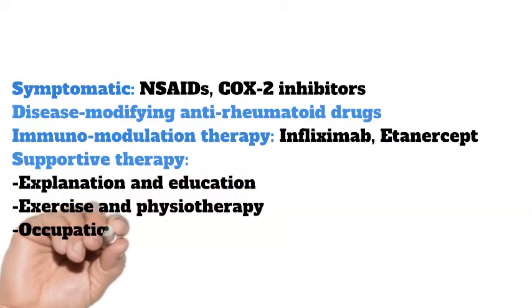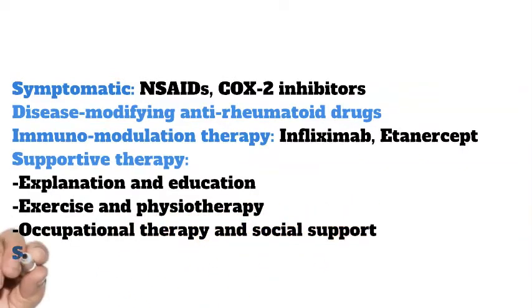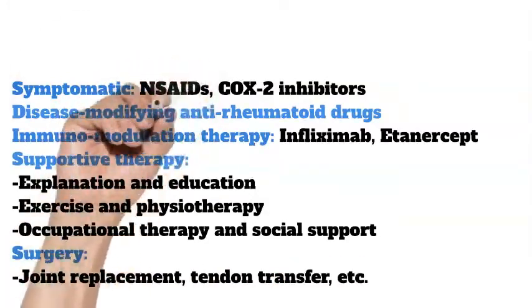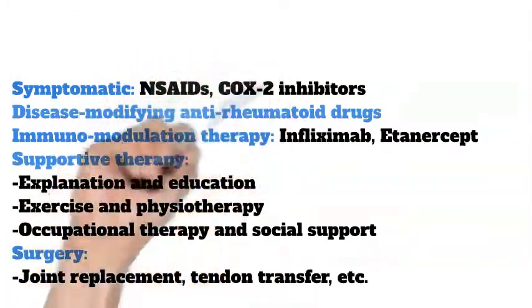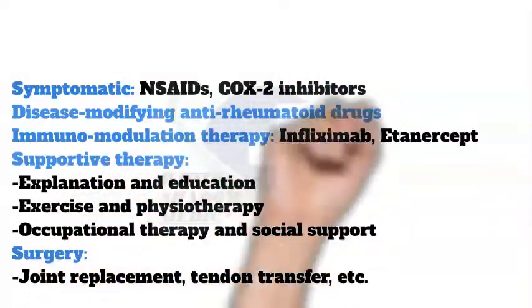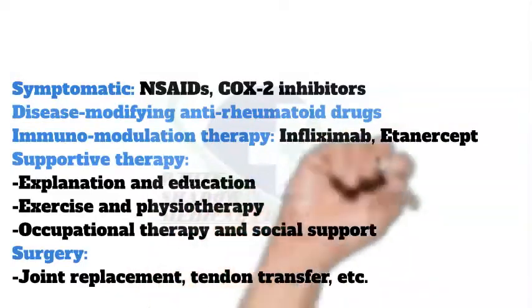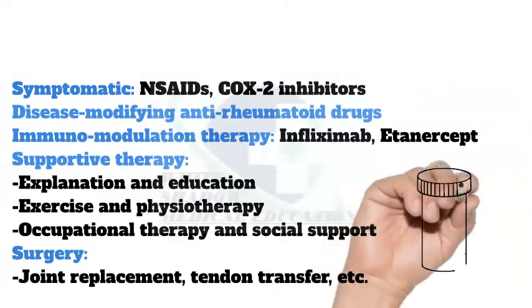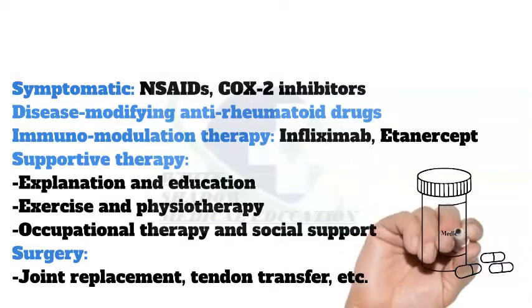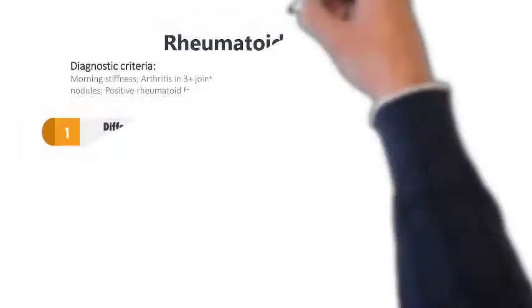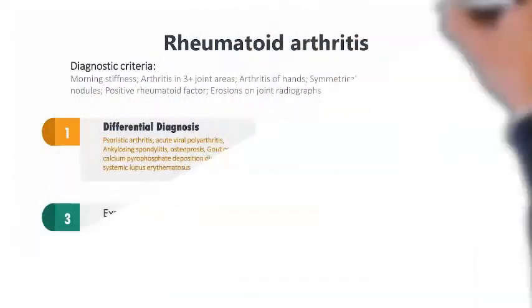Furthermore, ongoing disease activity may require immunomodulation therapy, including infliximab, etanercept, and adalimumab. Meanwhile, supportive therapy comprises explanation and education, exercise and physiotherapy, occupational therapy and social support. Next, an option for treatment is surgery, including joint replacement, tendon transfer, etc. Meanwhile, address the concerns of the patient. In the end, it's the time to close the case and talk to the examiner.